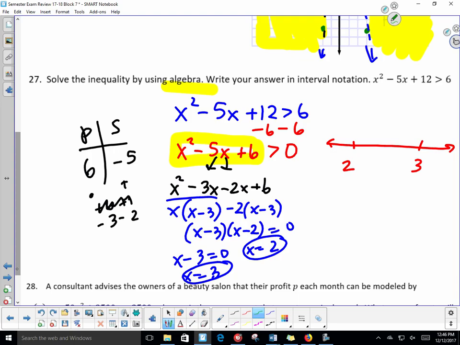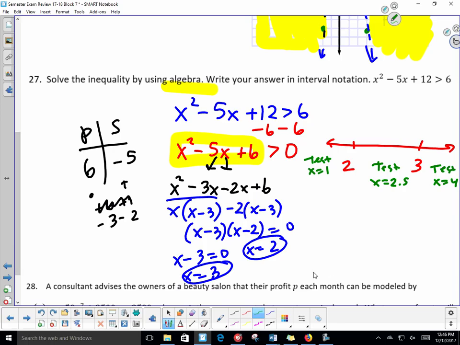All right, Nick, give me a number you want to test that would be to the left of 2. All right, so I'm going to test x as 1. What about between 2 and 3? All right, we're going to test 2.5. And what about a number bigger than 3? Okay, test 4.